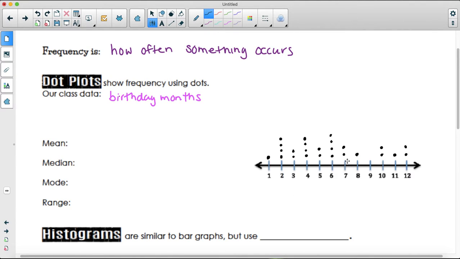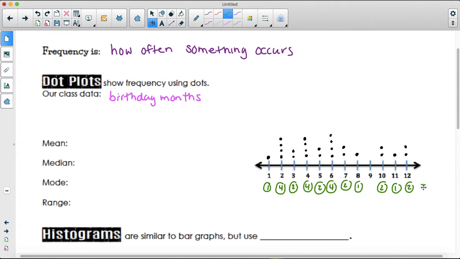Now to understand what our dot plot is giving us, we can still look at the mean, the median, the mode, and the range. Let's get some data from here. Understand what our data is actually talking about. How many do we have in January? We have 1 in January. We have 4 in February. We have 2 in March, 4 in April, 2 in May, 4 in June, 2 in July, 1 in August, none in September, 2 in October, 1 in November, and 2 in December.